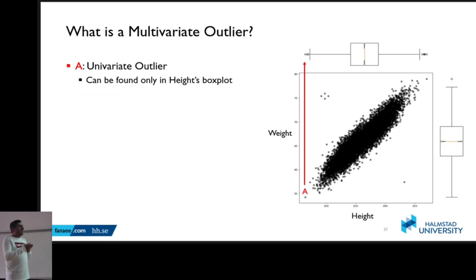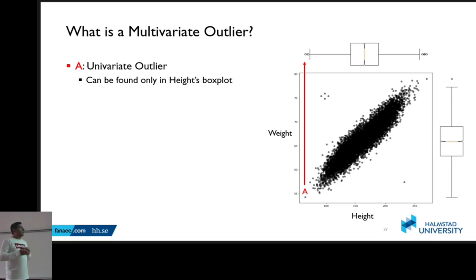Let's look at the box plots of this data, and look at this example. If you look at the height of this example, nothing is abnormal, right? And if you look at its weight, also nothing is abnormal. Everything seems normal. But if you look at both values together, it becomes abnormal. With this kind of setting, univariate methods are no longer useful.